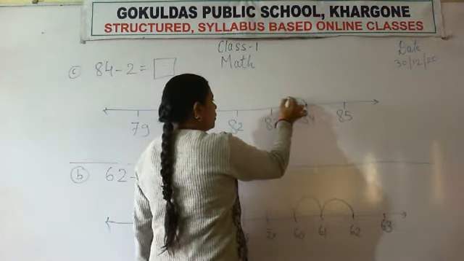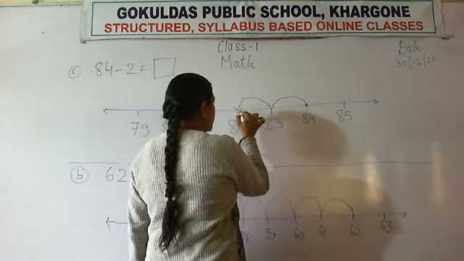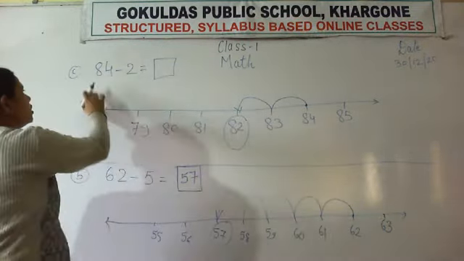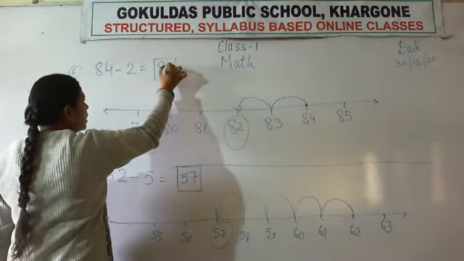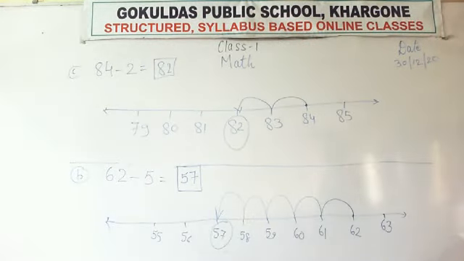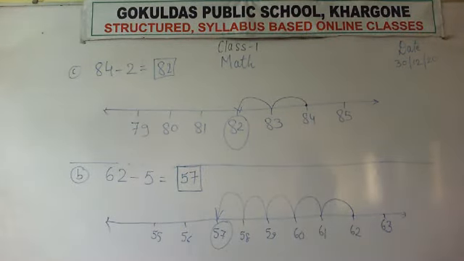So 1 and 2. At which number we stop? We stop at number 82. So the subtraction of 84 minus 2 will be 82. Write fast. 84 minus 2 is 82. Write fast and copy correct from the board.